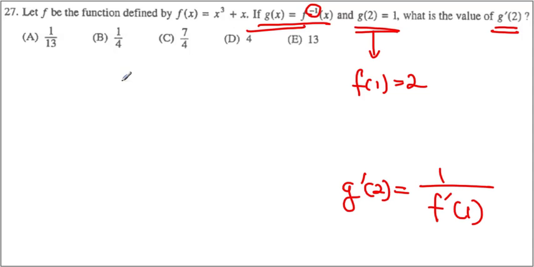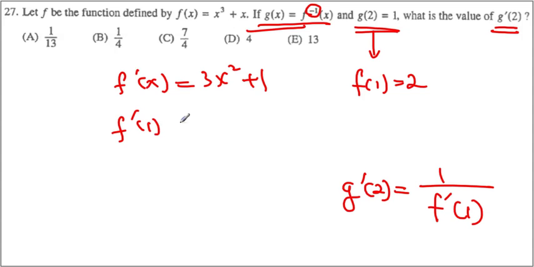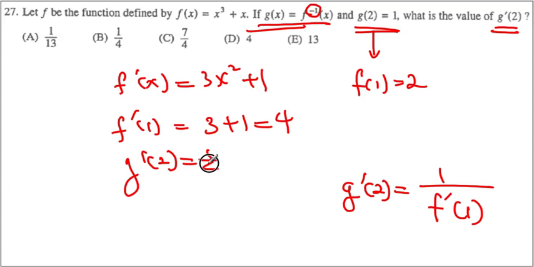So what is f prime of x? It will be equal to 3x squared plus 1. So therefore, when you plug in 1, what do we end up getting? F prime of 1 becomes 3 plus 1, which is equal to 4. This tells us that g prime of 2 must be equal to 1/4.